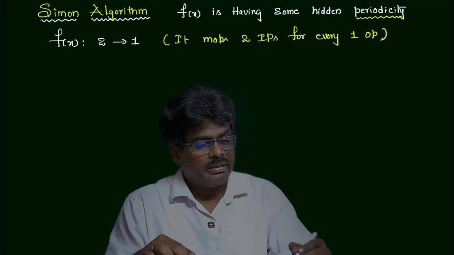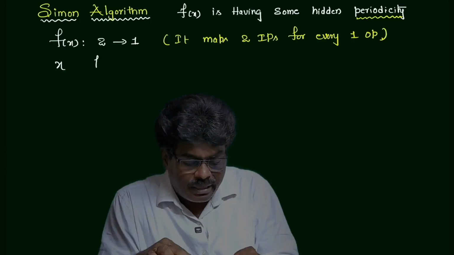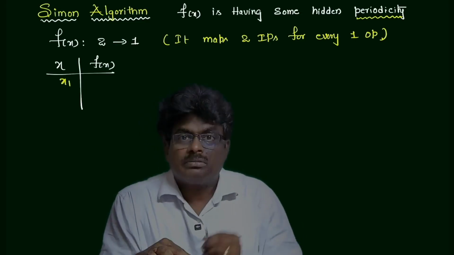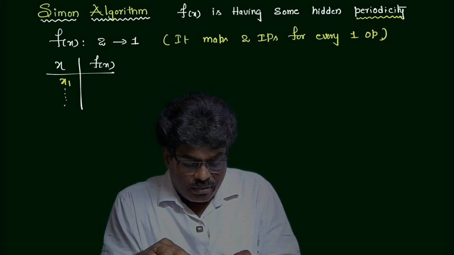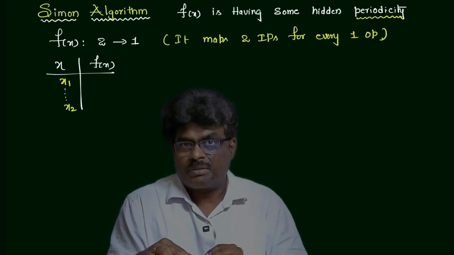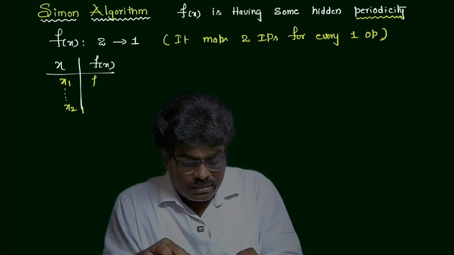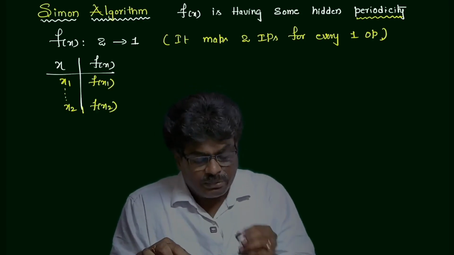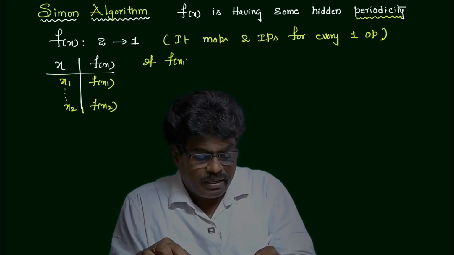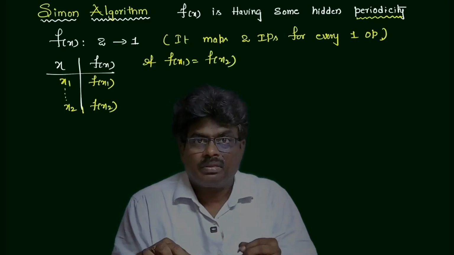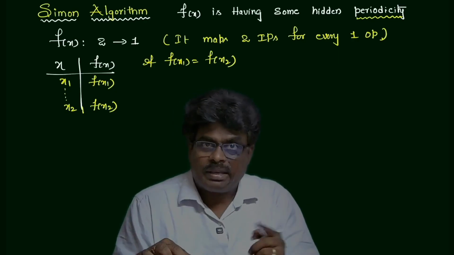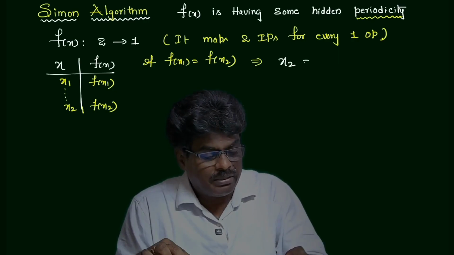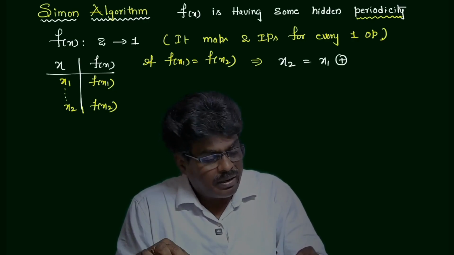Let me explain more clearly. For example, here you have x and this is the f of x output. Now let us suppose somewhere here we have inputs x1 and x2, after some periodicity. Then this is f of x1 and this is f of x2. According to this algorithm, if f of x1 equals f of x2, that means the outputs are the same for the inputs x1 and x2. This is possible only when x2 equals x1 XOR s.